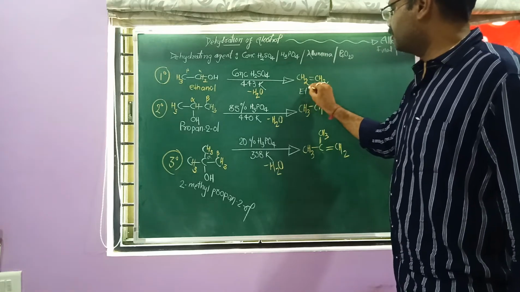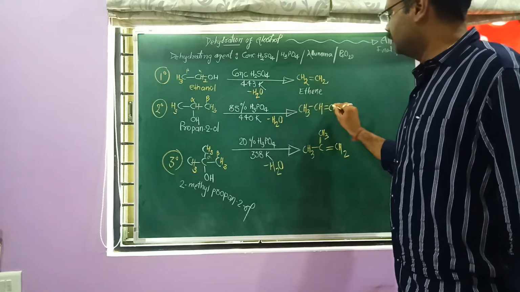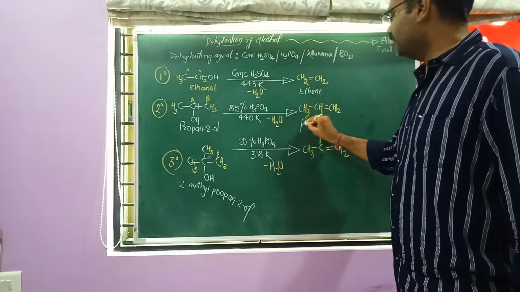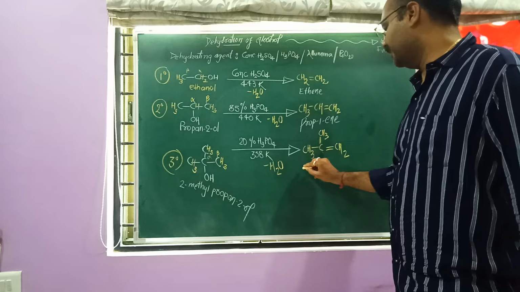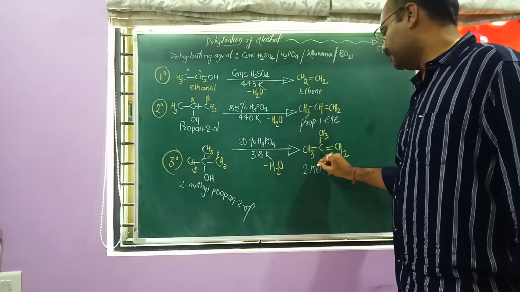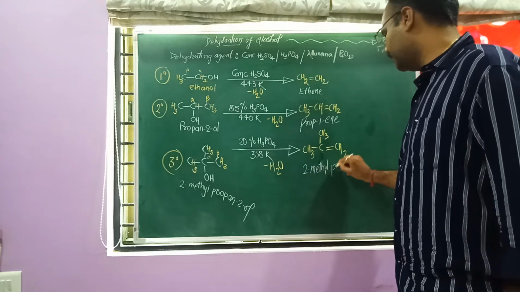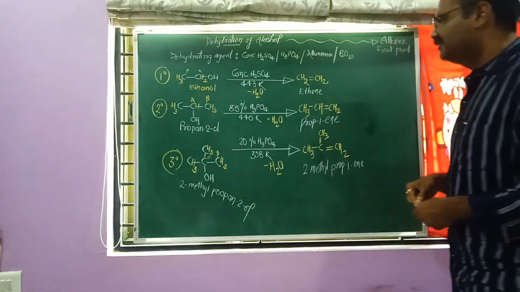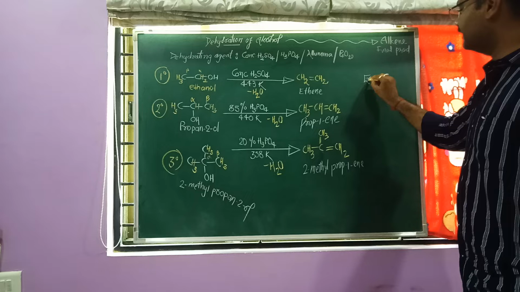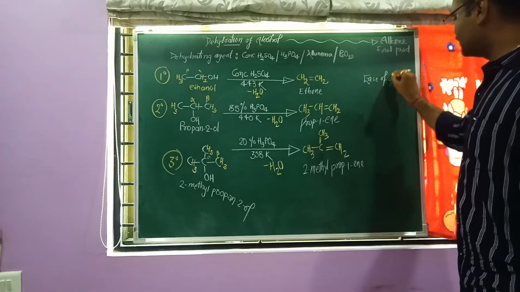The name of this final product is ethene. 1, 2, 3. The name of this compound is prop-1-ene. 1, 2, 3. And the last one is 2-methyl prop-1-ene. So I am writing here as the dehydration process.